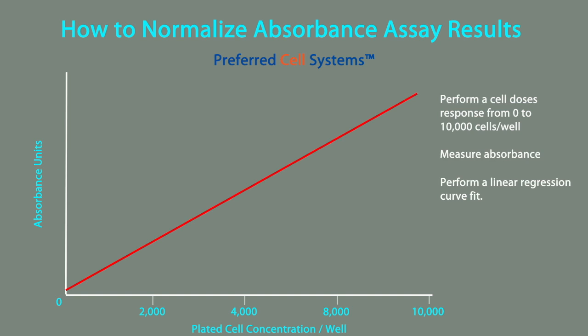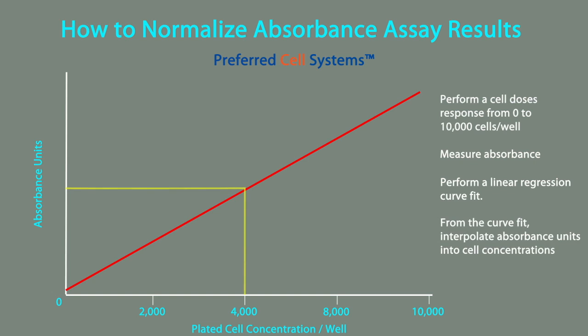The cell dose response will be fitted to a linear regression curve fit, and the absorbance units obtained for the sample can then be interpolated as live cell concentrations. If this procedure is performed every time samples are assessed, it will be possible to compare results well to well, plate to plate, and day to day. It should be pointed out that this is not the same as performing external standards and controls, as is the case with the ATP bioluminescence assays from preferred cell systems.